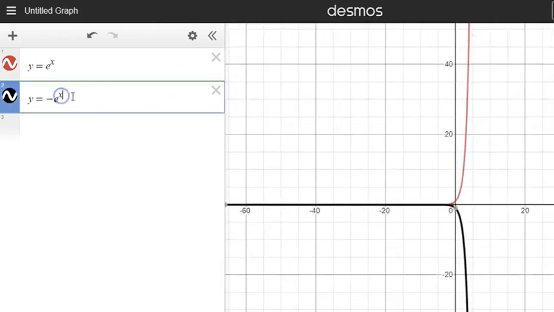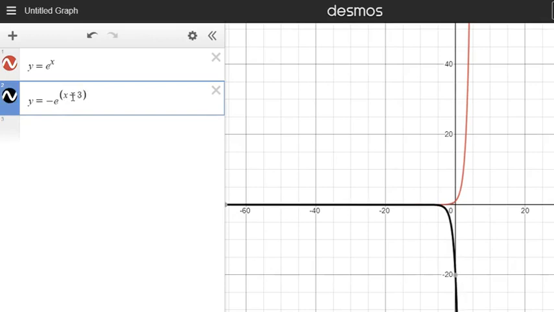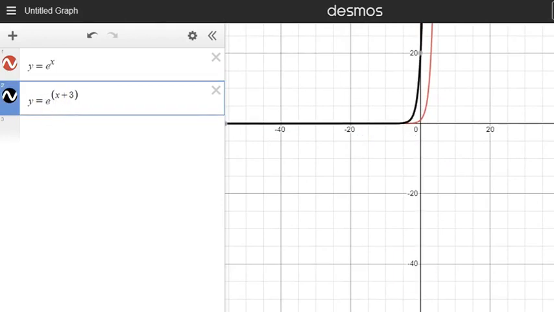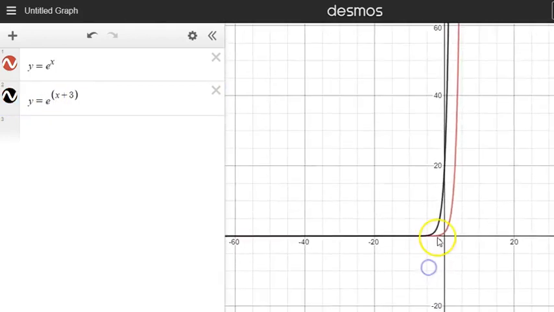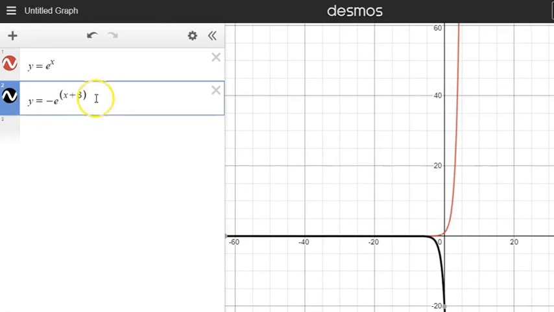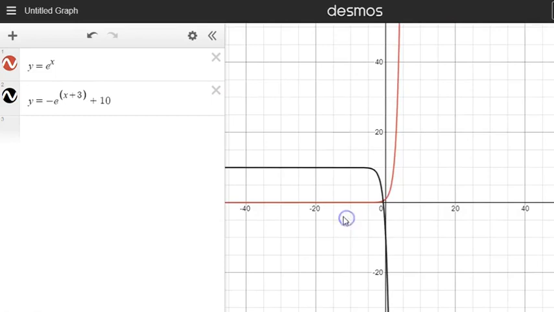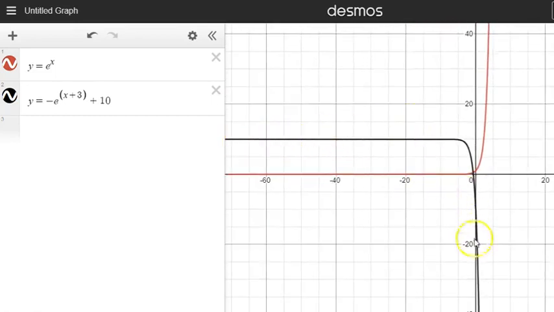And then with our exponent, we have a plus 3, which will move our graph to the left 3 spaces. If we get rid of this negative, you may be able to see it. But you can see now that we've actually moved left 3. So we still have that reflection. And then we're going to move upwards 10. So we've moved our graph upwards 10 spaces. And so this function in black is our function in red transformed.